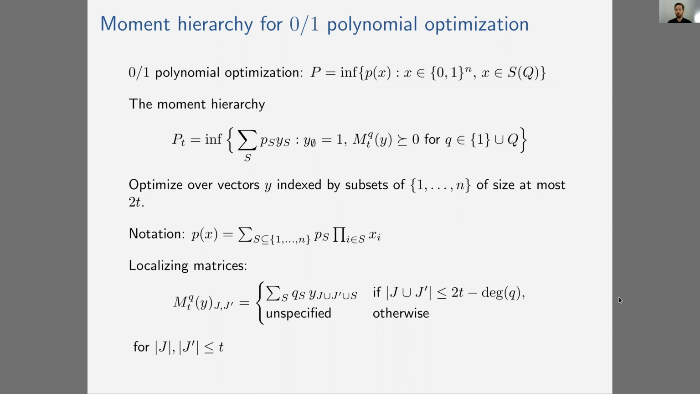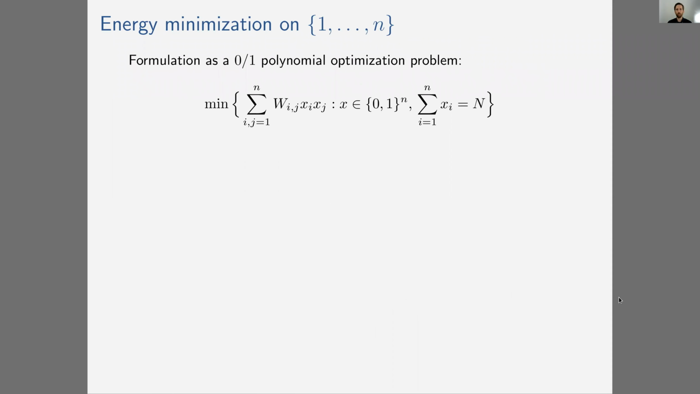So now we have a polynomial optimization problem for energy minimization on this finite container where the particles live. And of course, small n is a much bigger number than capital N. These are the slots where the particles can be, and capital N is the number of particles that we put in these slots.